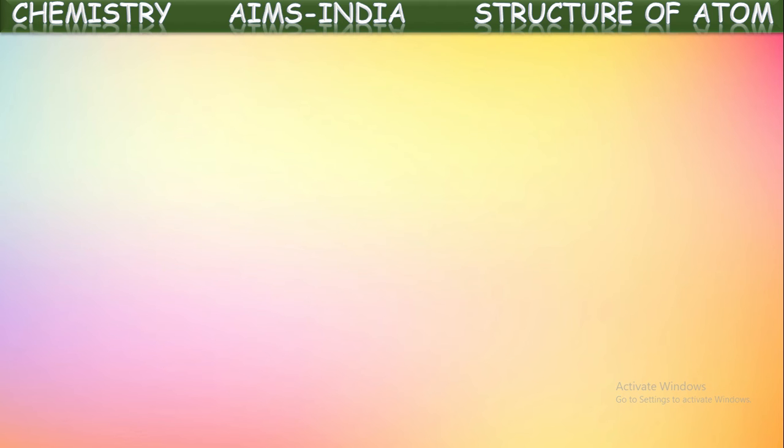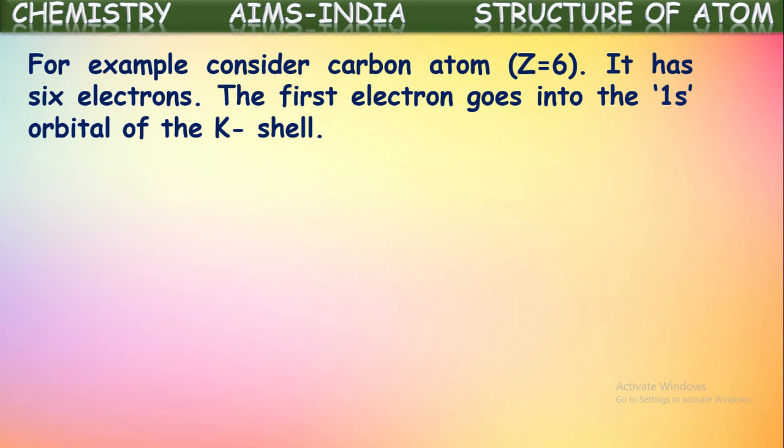Let us see an example now so that we can understand this easily. Consider the carbon atom. We know the atomic number of carbon is 6, which means it has 6 electrons. Out of the 6 electrons, the first electron goes into the 1s orbital of the first shell, the K shell, because the orbital with the lowest energy for every atom is the 1s orbital.